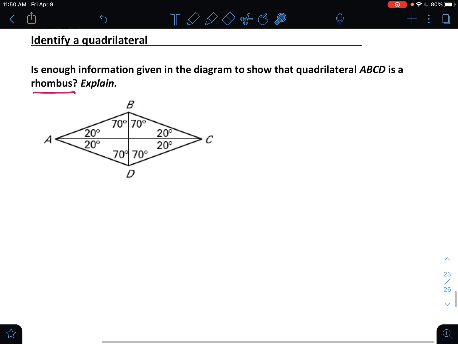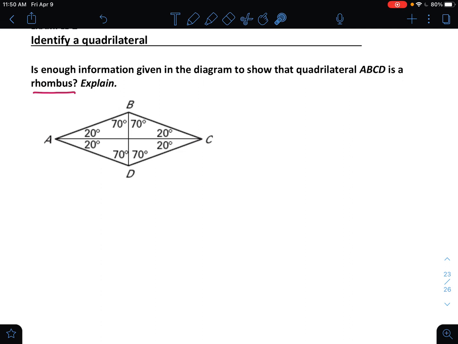I also see that angle B here is getting split in half, and angle D down here is getting split in half as well. And the same, I think, is going on with A and C. So if you looked at your properties, that is a property of a rhombus.